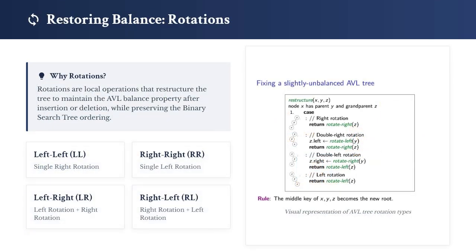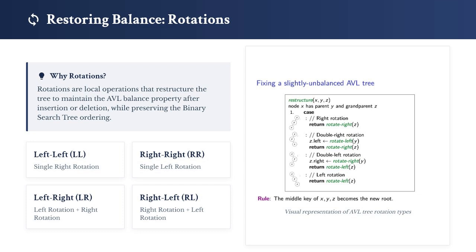When an AVL tree becomes unbalanced after an insertion or deletion, we use rotations to restore balance. Rotations are local operations that restructure the tree while maintaining the binary search tree property. This means for every node, all keys in its left subtree are less than its key, and all keys in its right subtree are greater than its key. There are 4 types of rotations: left-left, right-right, left-right, and right-left. The type of rotation needed depends on where the imbalance occurs and the balance factors of the nodes involved.